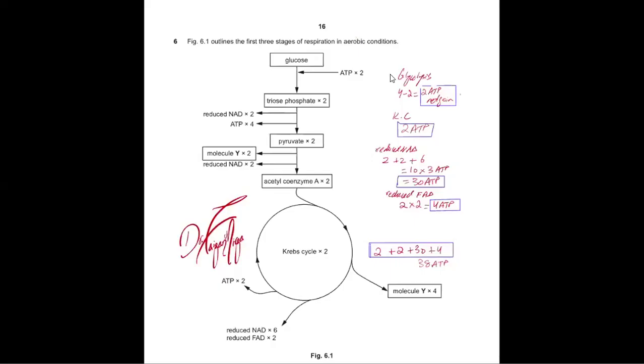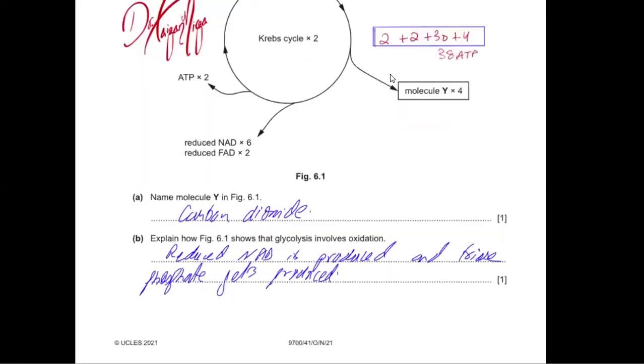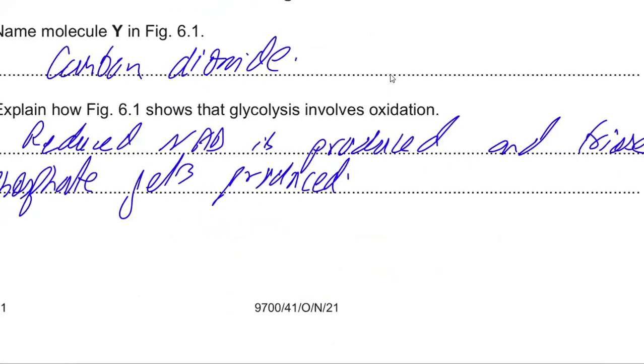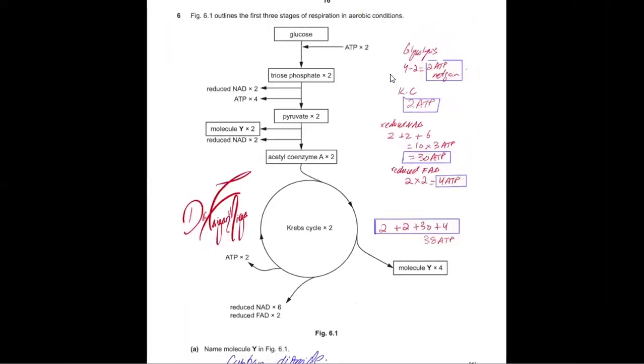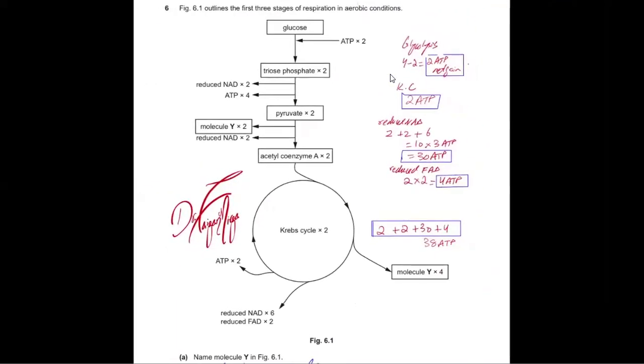So this question is from October/November 2021, variant 41. They gave this whole sequence of events in which you can see the first three stages of respiration. They have shown how glucose is converted to triphosphate and then pyruvate. We know this is glycolysis. After glycolysis, they have given us the link reaction, and from the link reaction, the Krebs cycle.